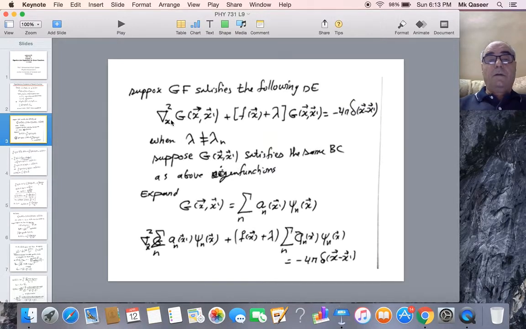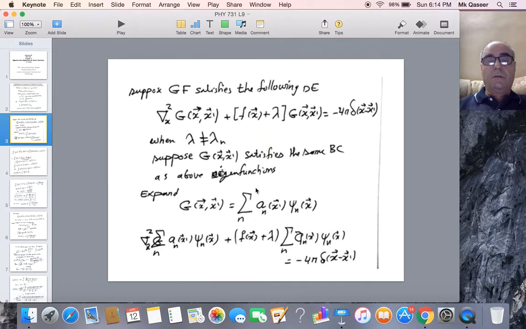Now let's write the differential equation in terms of a Green function, which is del squared sub x of G of x, x prime plus f of x plus lambda G of x, x prime equals minus 4 pi delta of x minus x prime, and assuming that lambda is not equal to lambda sub n. Now suppose G of x, x prime satisfies the same boundary conditions as the above eigenfunctions. Let's expand G in terms of psi n.